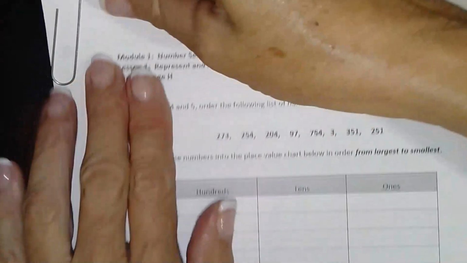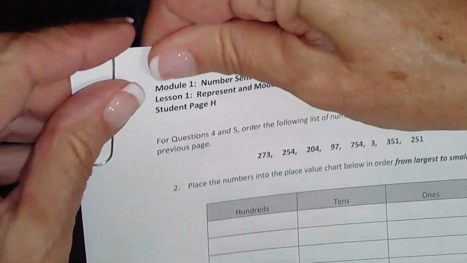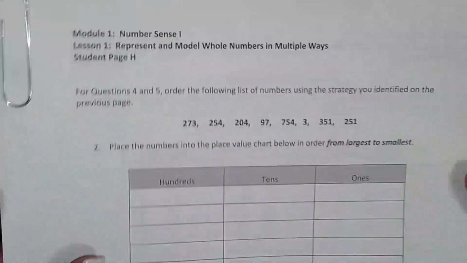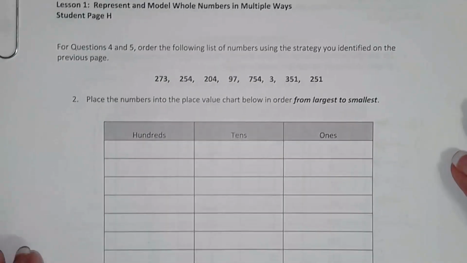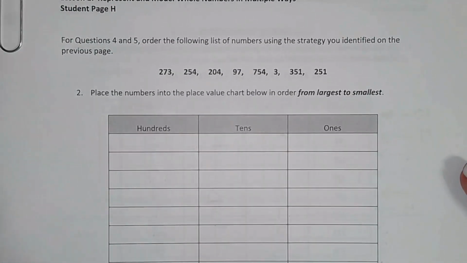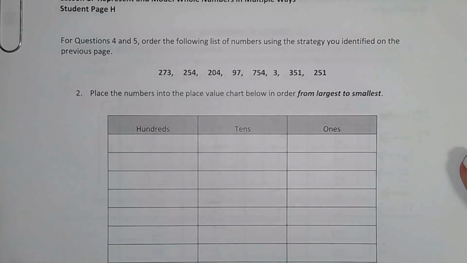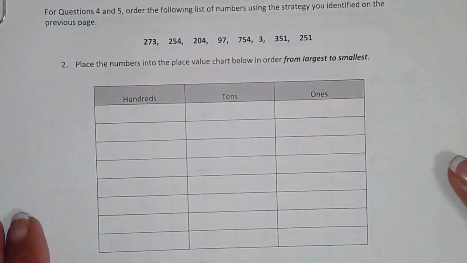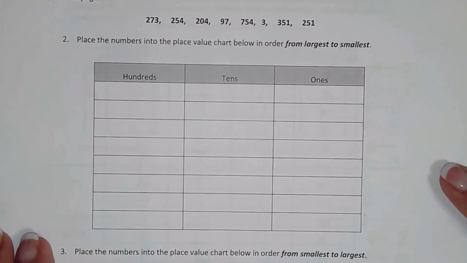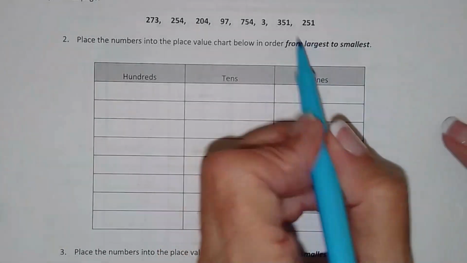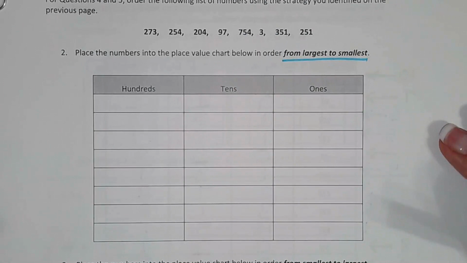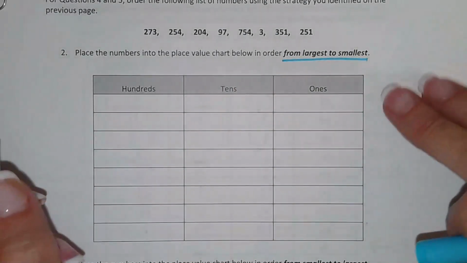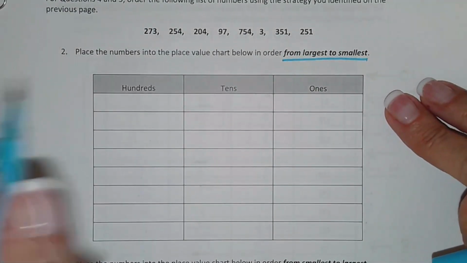Awesome. So now we have: order the following list of numbers using the strategy on the previous page. And we're not going to do both. Largest to smallest, smallest to largest. That's crazy. We'll do largest to smallest. Okay? Because that's just redundant.